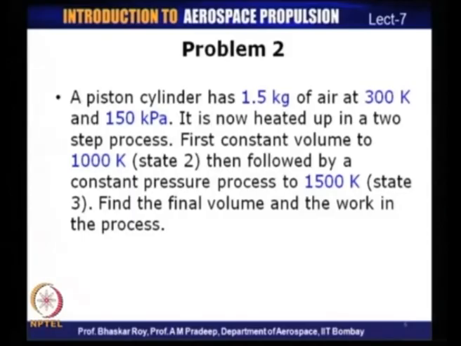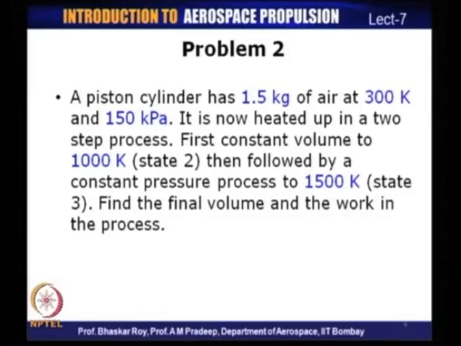Now, let us look at the next problem that we have for discussion today. This again is a piston cylinder example. A piston cylinder has 1.5 kilograms of air at 300 kelvins and 150 kilopascals. It is now heated up in a two-step process. First, a constant volume to 1000 Kelvin, which takes the process to state 2, as is mentioned in the brackets, then followed by a constant pressure process to 1500 Kelvin, state 3. Find the final volume and the work in the process.